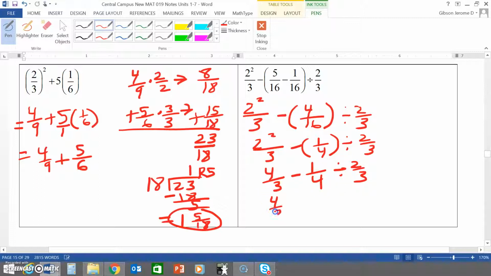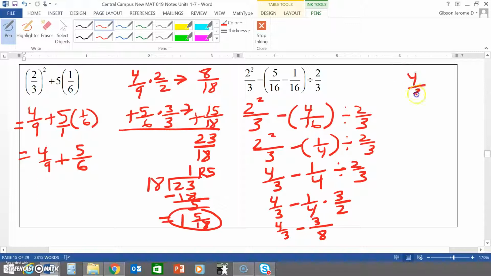Now, we have subtraction and division, so we will do the division first. So we'll bring down our 4/3 minus 1/4, because remember the first fraction stays the same. Division becomes multiplication, and we take the reciprocal of the second fraction. So now we will have 4/3 minus 1 times 3 is 3, 4 times 2 is 8. Okay, so now if you notice here, we have subtraction and we have different denominators.